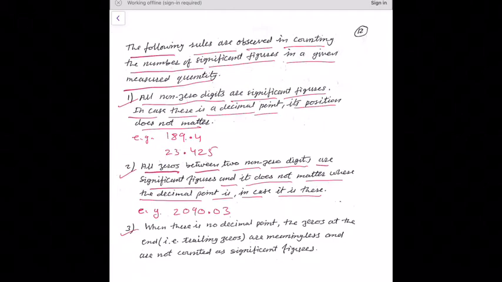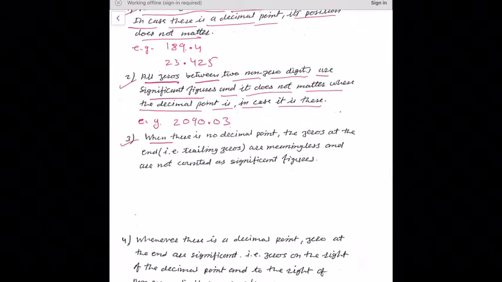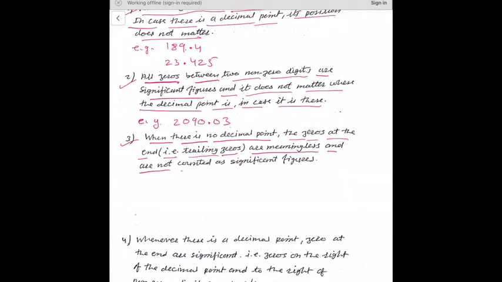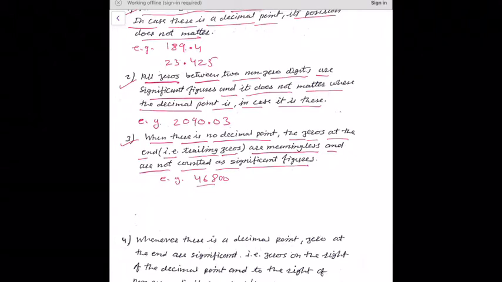Third, when there is no decimal point, the zeros at the end, that is trailing zeros, are meaningless and are not counted as significant figures. For example, 46800 has 3 significant figures, but such zeros are significant if they come from a measurement.